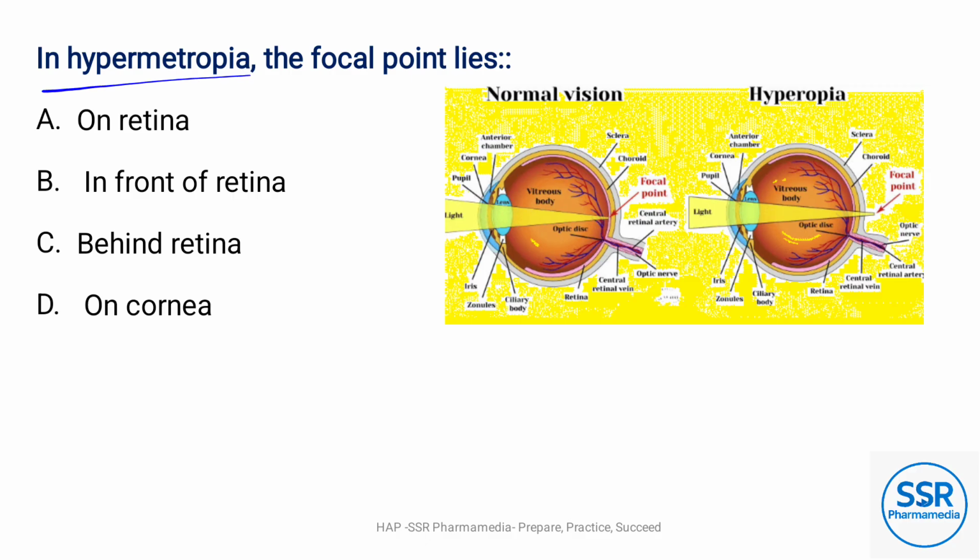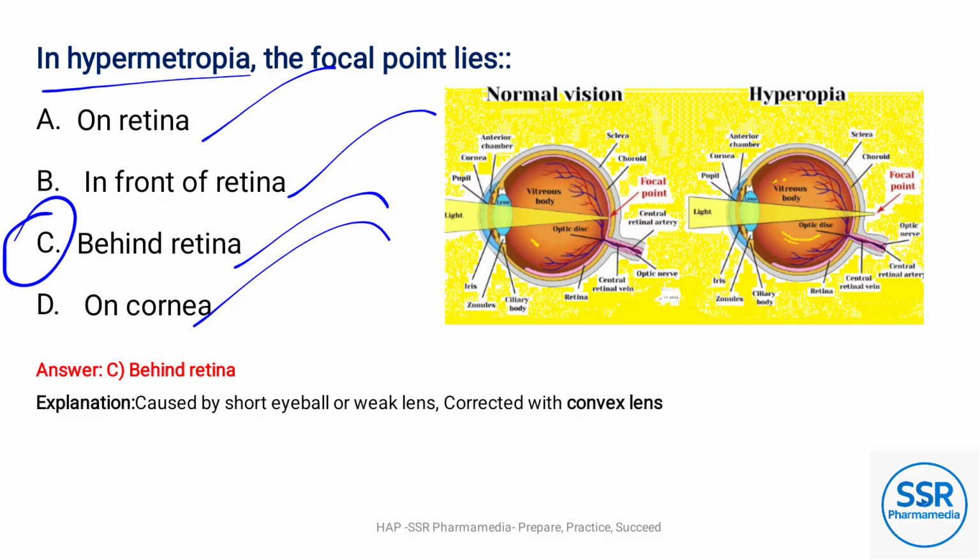In hypermetropia, the focal point lies option A on the retina, option B in front of the retina, option C behind the retina, option D on the cornea. So the answer is option C, behind the retina. It is caused by a short eyeball or weak lens, corrected with a convex lens. Normal vision focuses on this area, but in hypermetropia it moves away, toward the sclera and choroid.